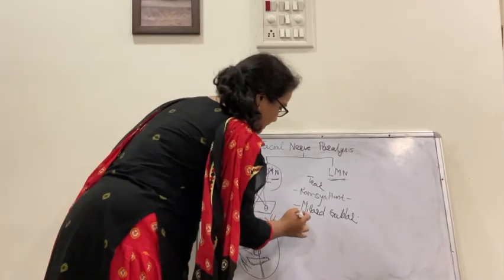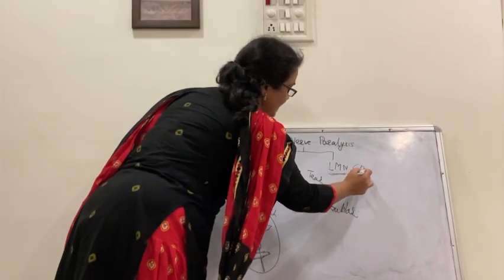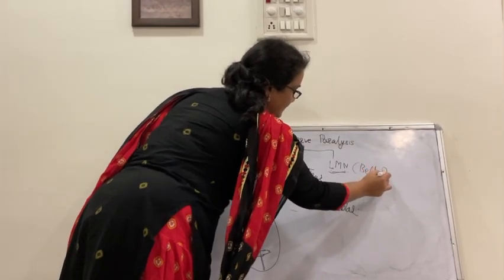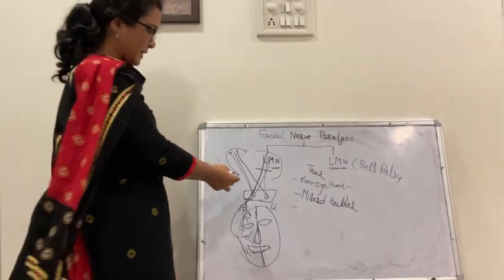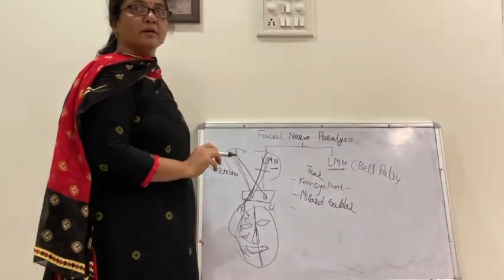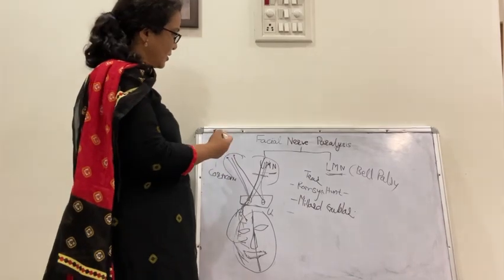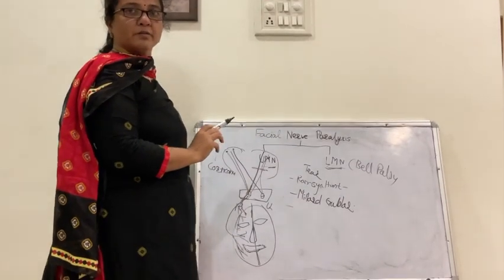Then, this lower motor neuron paralysis is also called Bell's palsy. So this injury is right from the nuclear level, through the whole course of the facial nerve. So this is all about facial nerve paralysis or injuries of the facial nerve.